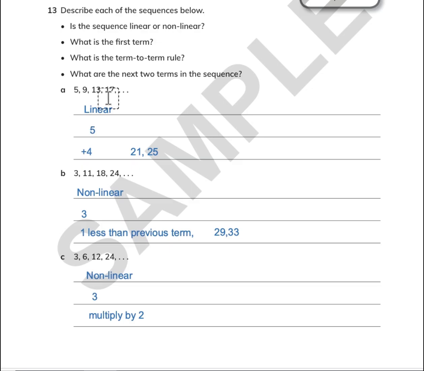The next question is what are the next two terms in the sequence? So 24 2s are 48 and 48 2s are 96. Okay, so this is done. Question number 13 is done. Let's move now to question number 14.